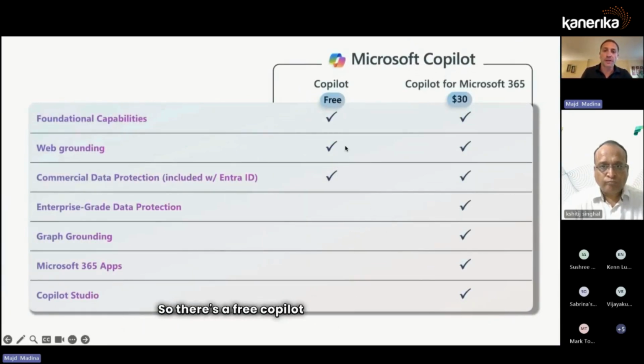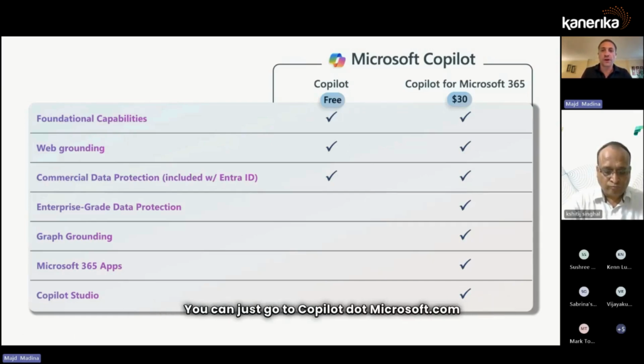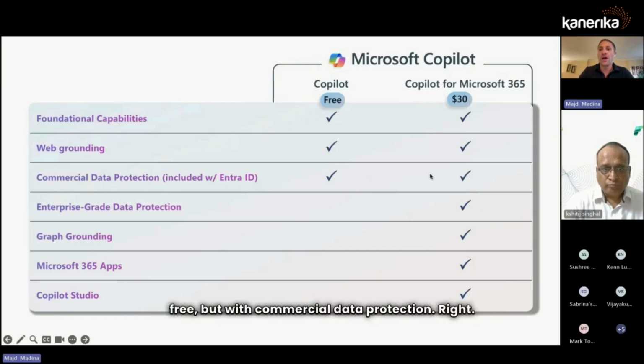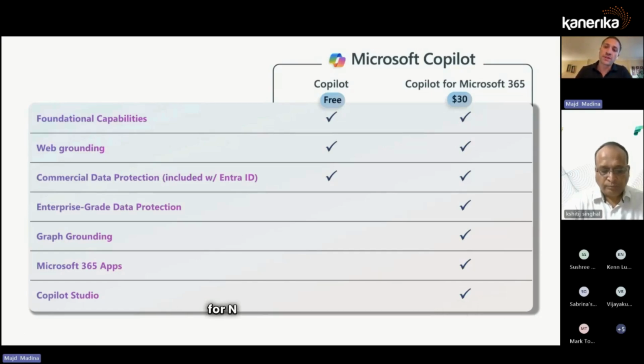So there's a free Copilot that everyone has access to. You can just go to copilot.microsoft.com right now and play with it, right? And then if you have an M365 license, please do try that and sign in to Copilot, and you'll see automatically that it will become that green protected Copilot, the one called Copilot free, but with commercial data protection, right? And then once you are ready to go for Copilot for M365, that's the one for $30.